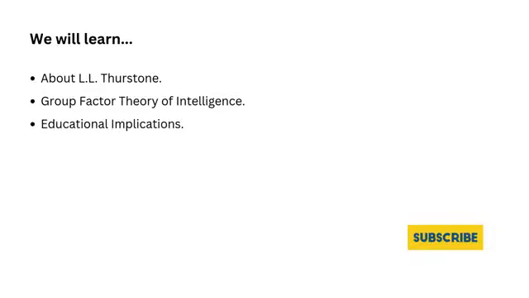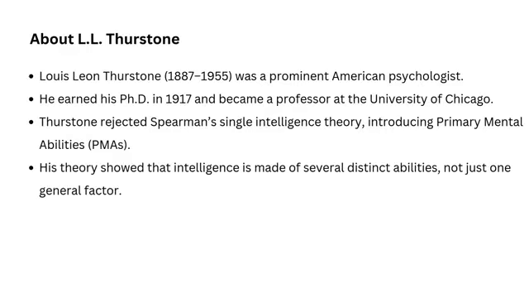Now, let us start by first talking about the man behind this theory, Louis Leon Thurstone. Thurstone was a leading American psychologist known for his work in psychometrics and the study of intelligence. He was born in Chicago and earned his PhD in 1917. He later became a professor at the University of Chicago, where he spent much of his academic career.